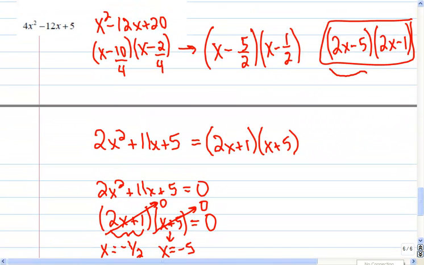This is what we had. If we were to solve this as 4x squared minus 12x plus 5 equals 0, what would the solutions be?